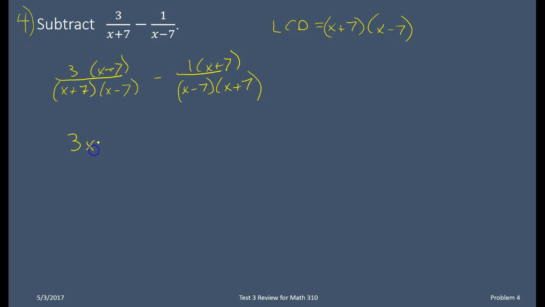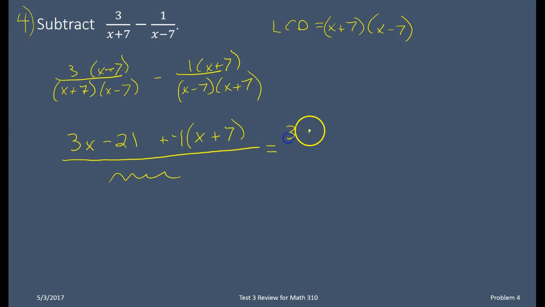First, we're going to distribute the 3, and then we have a minus, and then we're going to distribute that 1. But we have to keep the parentheses so that we know that minus sign gets distributed, because a minus is the same thing as plus negative 1. And we're going to distribute that negative 1 to both terms. So we have 3x minus 21 plus negative x plus negative 7 over that least common denominator.